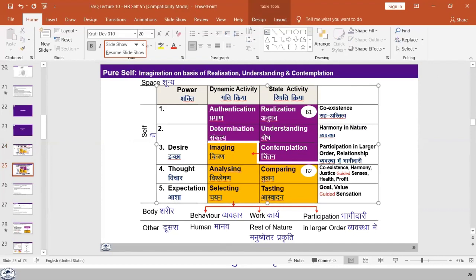And the authentication that emerges out of this realization is that all these activities which are written on the bottom get complete. This authenticates the realization that now I'm able to have all these activities in completeness in me. This is the authentication of realization in the self. That gets further authenticated in my behavior, work, and participation in the larger order. And that gets further authenticated in terms of undivided society, universal human order, and human tradition.